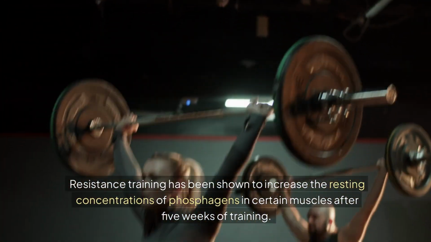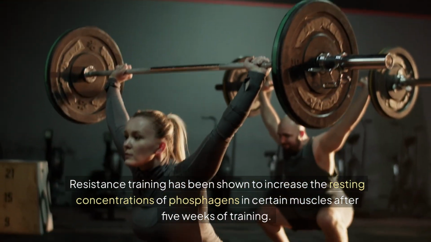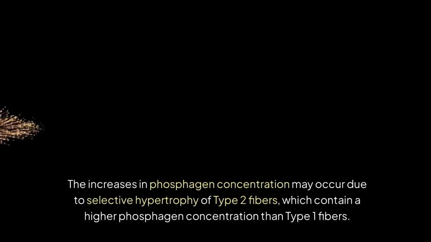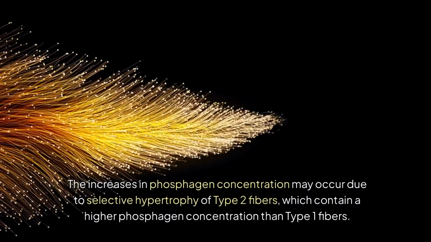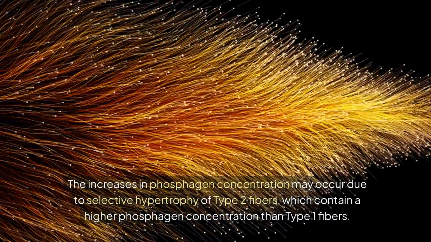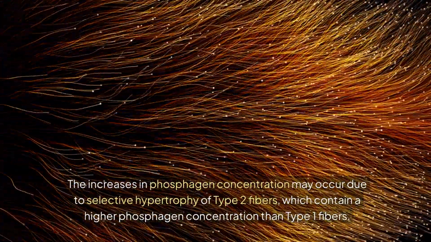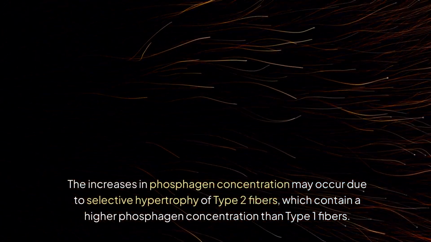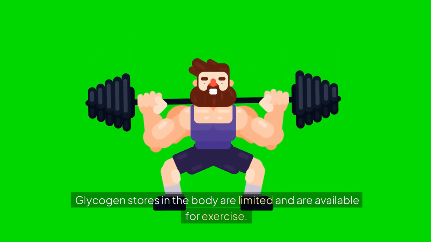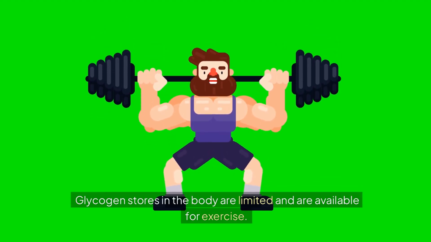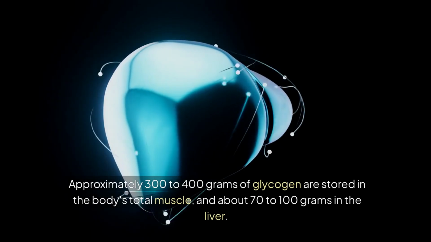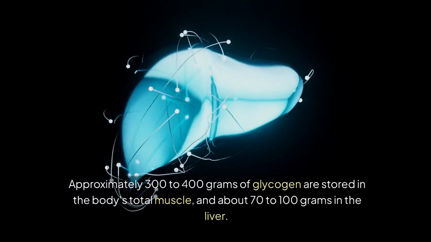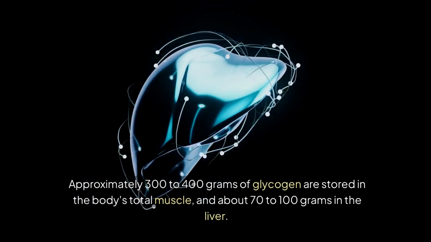Resistance training has been shown to increase the resting concentrations of phosphagens in certain muscles. After 5 weeks of training, the increases in phosphagen concentration may occur due to selective hypertrophy of type 2 fibers, which contain a higher phosphagen concentration than type 1 fibers. Glycogen stores in the body are limited and are available for exercise. Approximately 300 to 400 grams of glycogen are stored in the body's total muscle and about 70 to 100 grams in the liver.